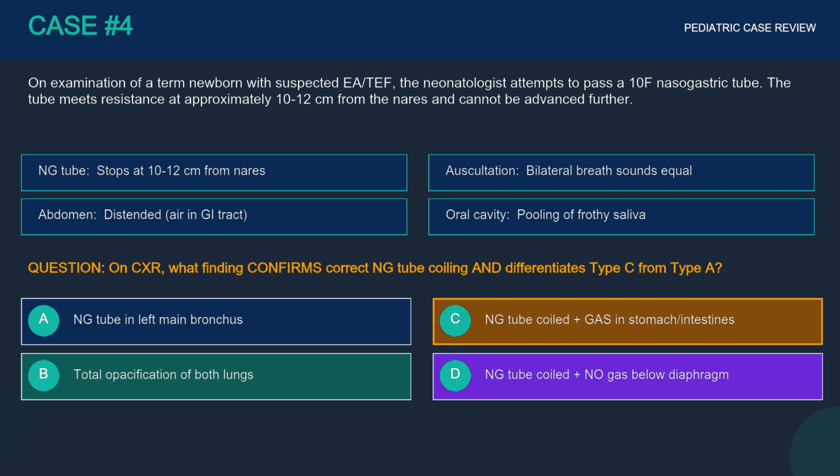Case 4. On examination of a term newborn with suspected esophageal atresia or tracheoesophageal fistula, the neonatologist attempts to pass a 10 French nasogastric tube. The tube meets resistance at approximately 10 to 12 centimeters from the nares and cannot be advanced further. The abdomen is distended and frothy saliva is pooling in the oral cavity. The question is, on chest X-ray, what finding confirms correct nasogastric tube coiling and also differentiates type C from type A? Option A, nasogastric tube in the left main bronchus.